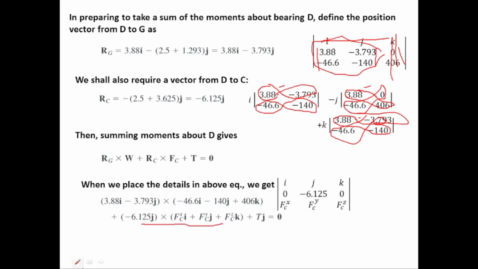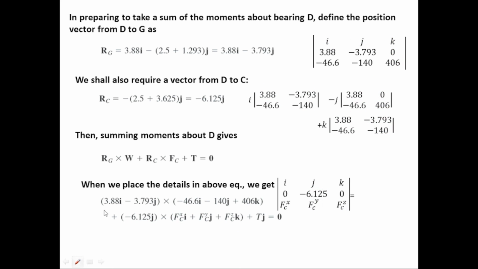Then cross product of RC and FC: write IJK, then write RC value whose I and K equal 0, then write FC value which is FCX, FCY and FCZ. Expanding it on the second row, the I and K components will be equal to 0. The 0 and respective determinants will be equal to 0. So we are left with I taken positive, J taken negative, K taken positive. This will be taken negative, this will be taken positive, and this will be taken negative.